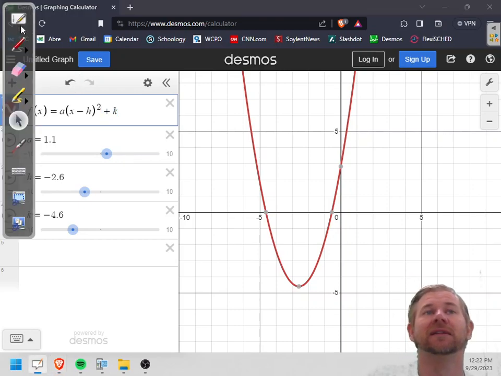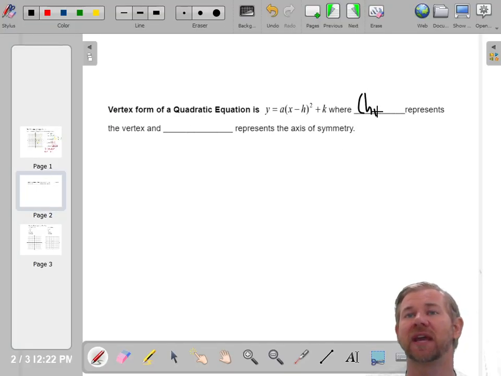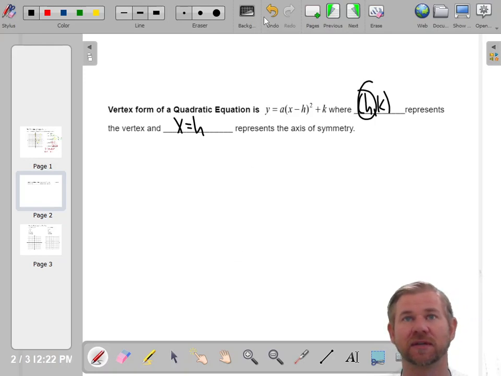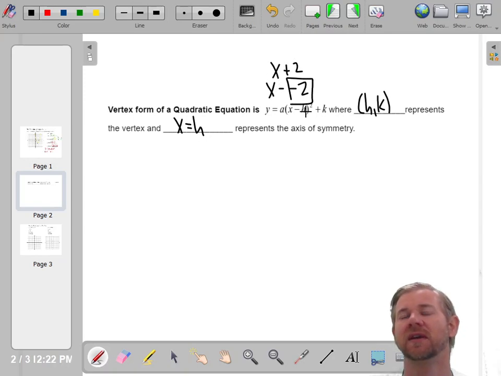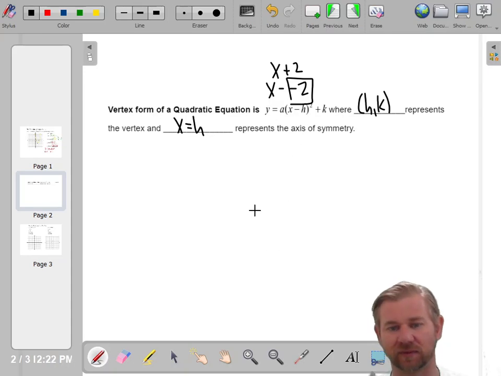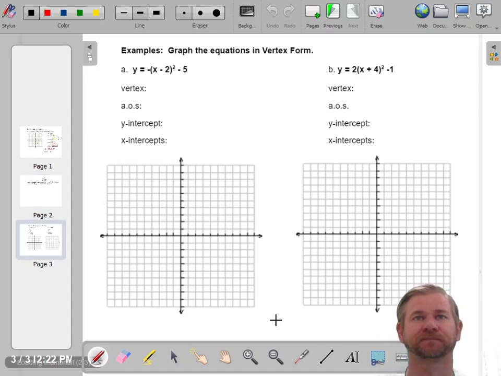But right now, let's say what we know. We know that (h, k) is the vertex and x equals h is always the axis of symmetry. So the line that runs down the middle, you can just look at it. The axis of symmetry is right there. There is one trick to this. The formula has a minus sign in it. So if it says x minus negative 2, we'll write that as x plus 2, but the x-coordinate is negative 2. Okay, that's the tricky part.